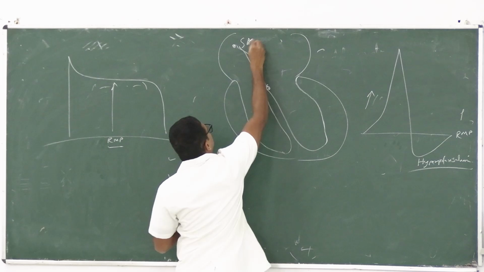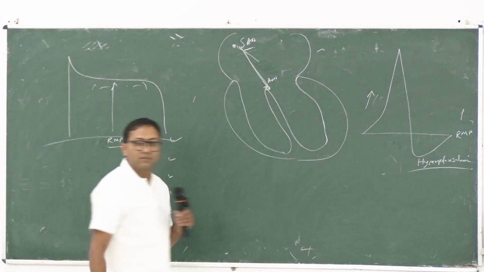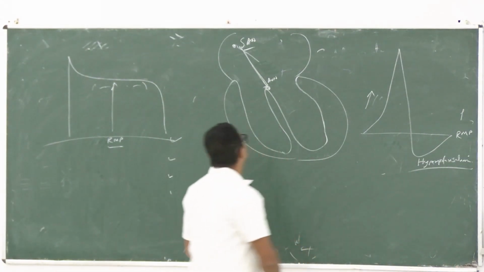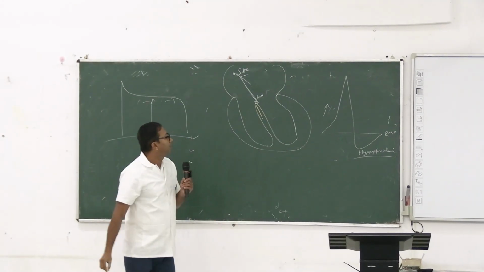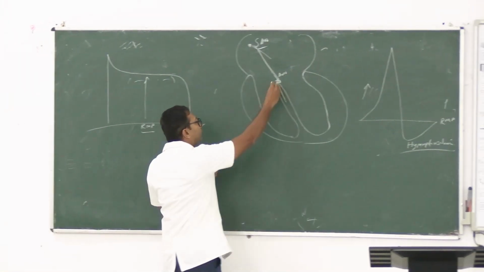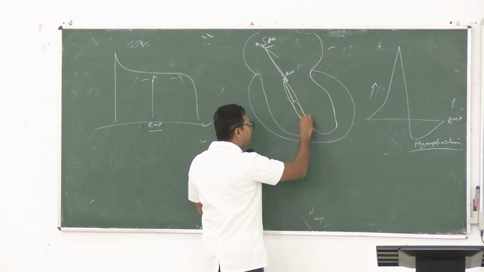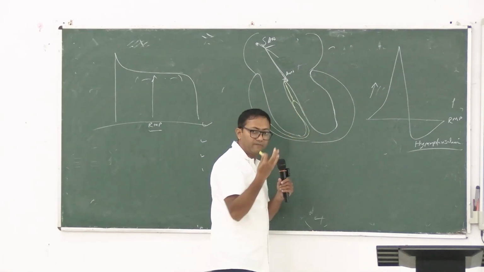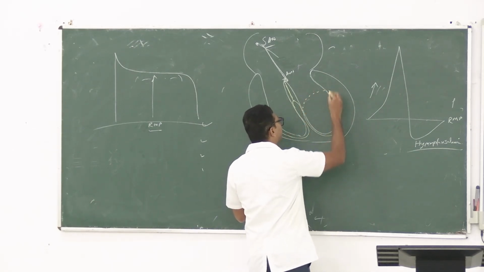So SA node, AV node, right? This is the internodal tract, correct? From the AV node, you have the bundle of His, and at the mid part of the interventricular septum, this bundle of His divides into right and left branch. The right branch supplies the right ventricle, and the left branch again divides into two. One is the anterior fascicle and another is the posterior fascicle, right?